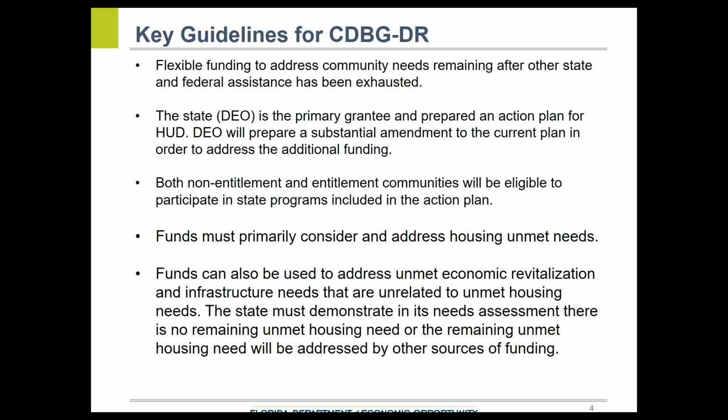Our next few slides will focus on the key guidelines of how CDBG-DR funds can be used. These key guidelines for the funding are outlined in the Federal Register and include the following: flexible funding to address the community's needs, and the fact that the state will be the primary grantee of this funding and has prepared the action plan for HUD. CDBG-DR funds can be used to address long-term disaster recovery needs after all other resources have been exhausted. This includes activities like housing, infrastructure, and economic development.